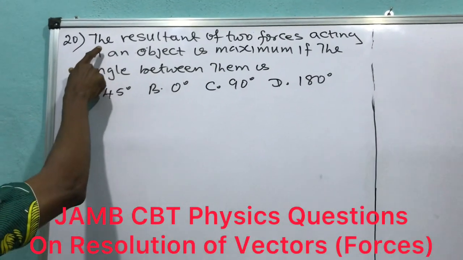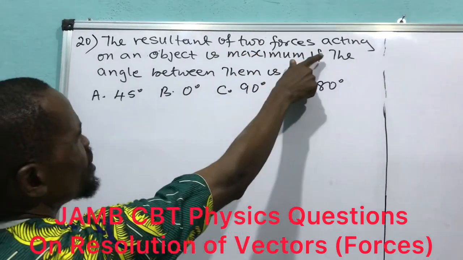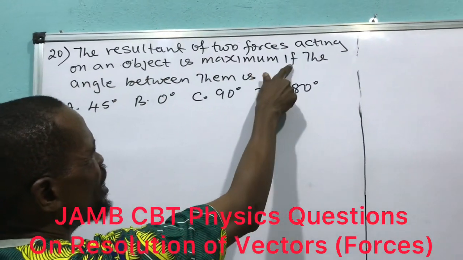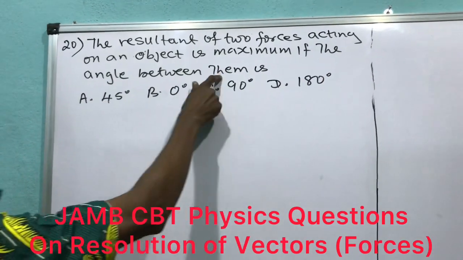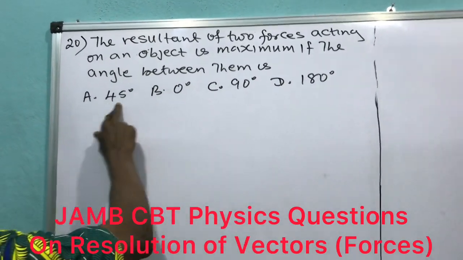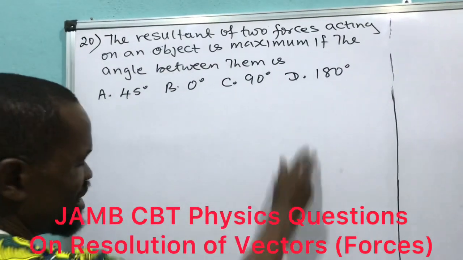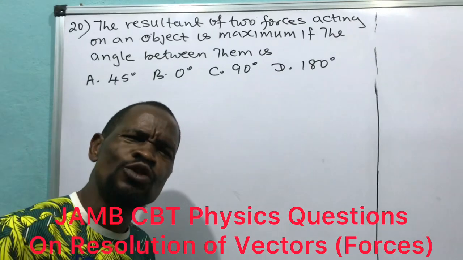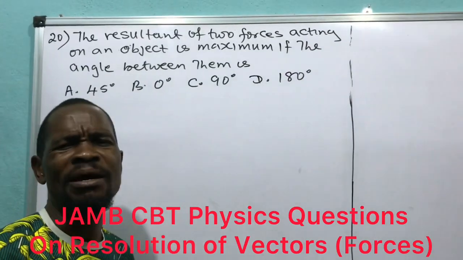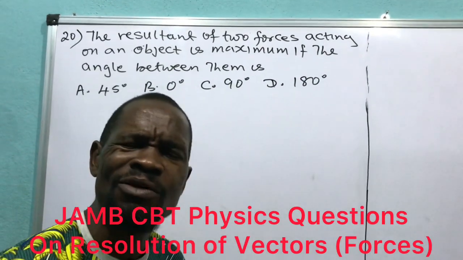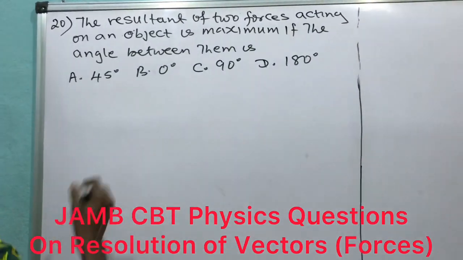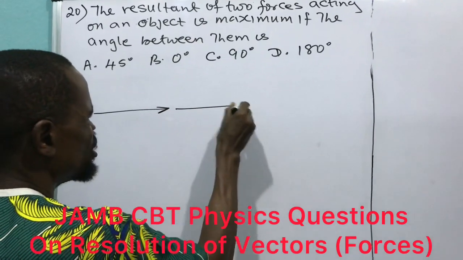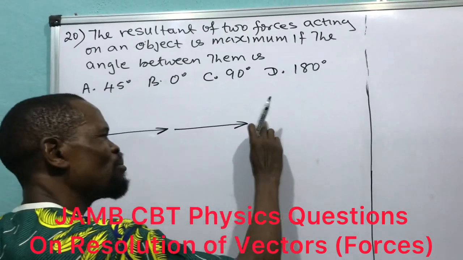Question number 20 says, the resultant of two forces acting on an object is maximal if the angle between them is dash: A, B, C, or D. For two forces to have a maximum resultant, there must be no angle between them. Look at this. If this person is pushing this way and I'm pushing this way, we are going to have a maximum effect.